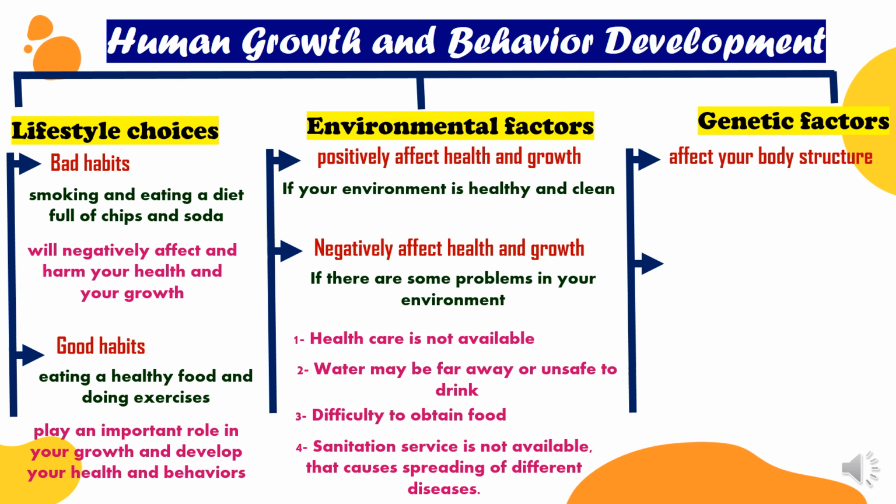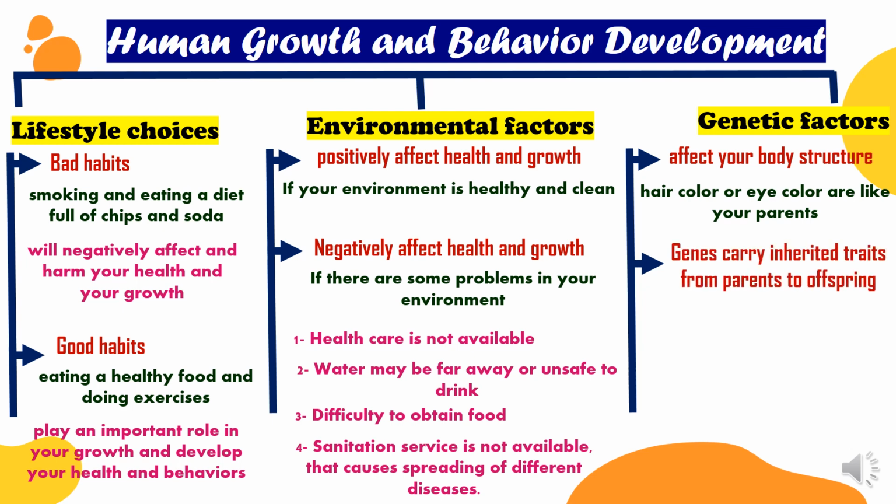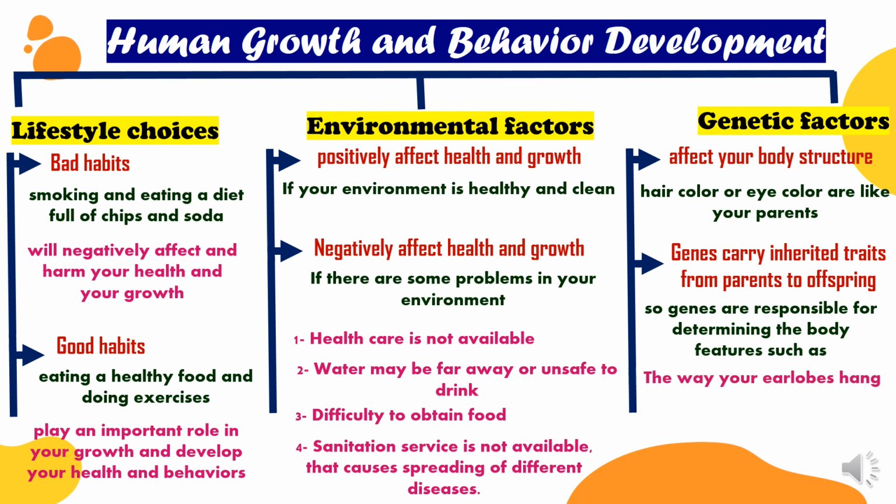Genetic factors affect our body structure, like hair color and eye color, which are inherited from our parents. Genes carry inherited traits, as we said before, from parents to offspring. So, genes are responsible for determining body features such as the way your earlobes hang, the length of your fingers, and how tall you are.